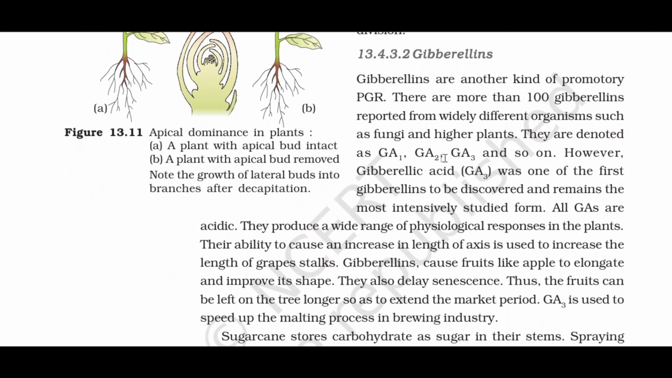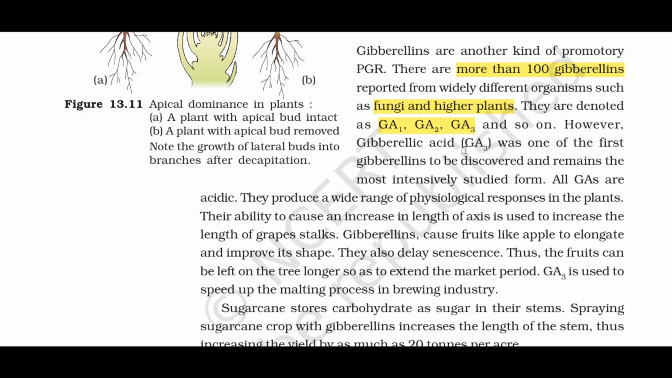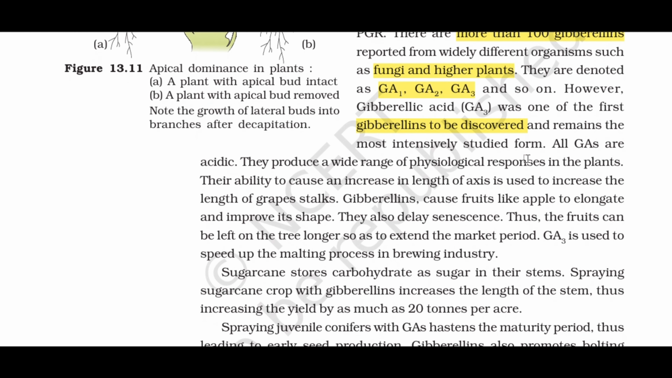Gibberellins. Gibberellins are another kind of promoter PGR. There are more than 100 gibberellins reported from widely different organisms such as fungi and higher plants. They are denoted as GA1, GA2, GA3 and so on. However, gibberellic acid, GA3, was one of the first gibberellins to be discovered and remains the most intensively studied form. All GAs are acidic. They produce a wide range of physiological responses in the plants.